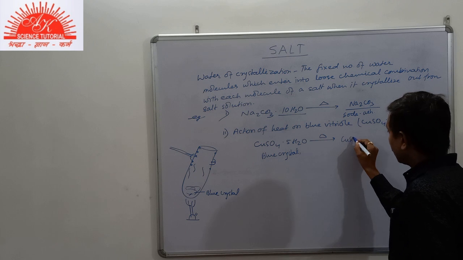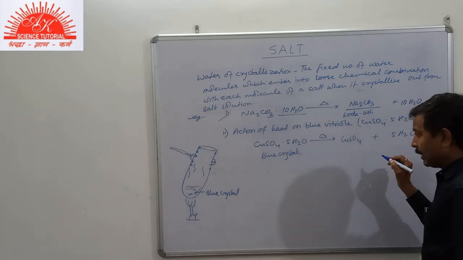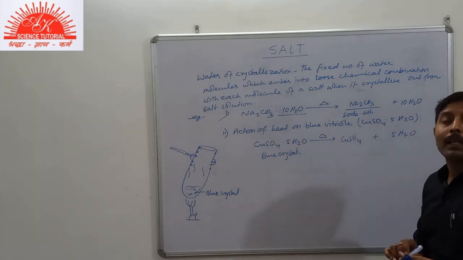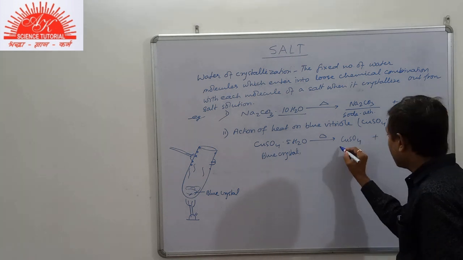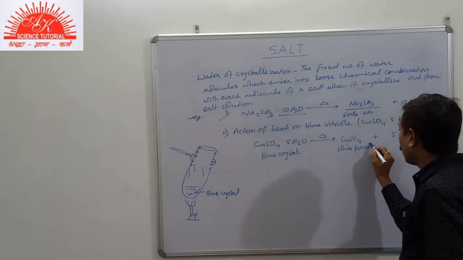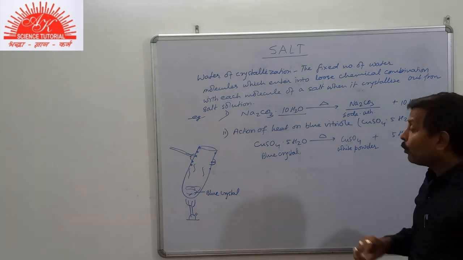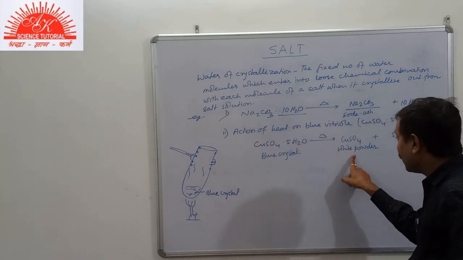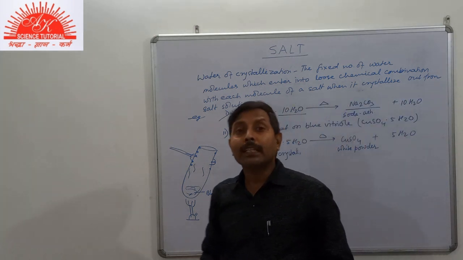When CuSO4.5H2O is heated, the vapor comes out and condenses on the cooler part in the form of colorless liquid droplets, and white powder is left behind. If we again add water to it, the water molecules are added back. It will again regain its color and crystalline nature.